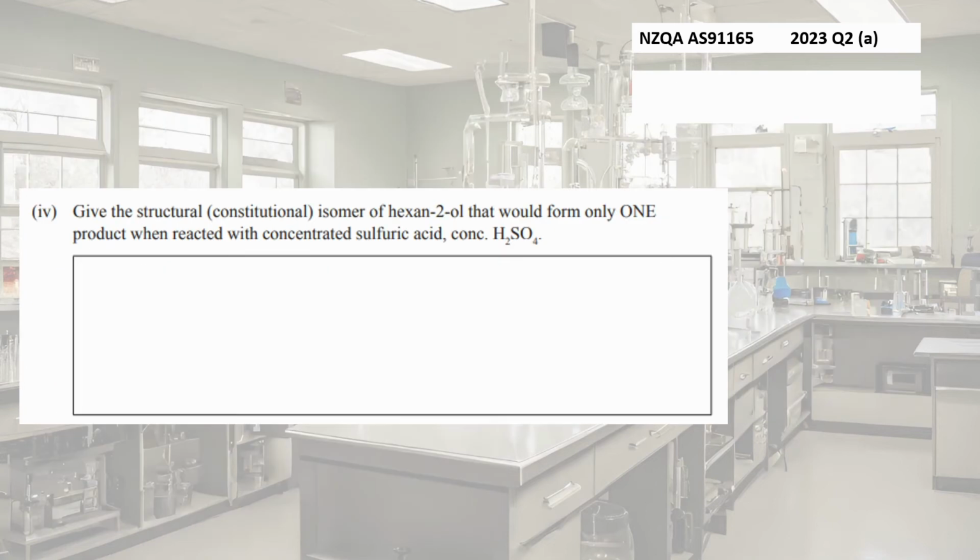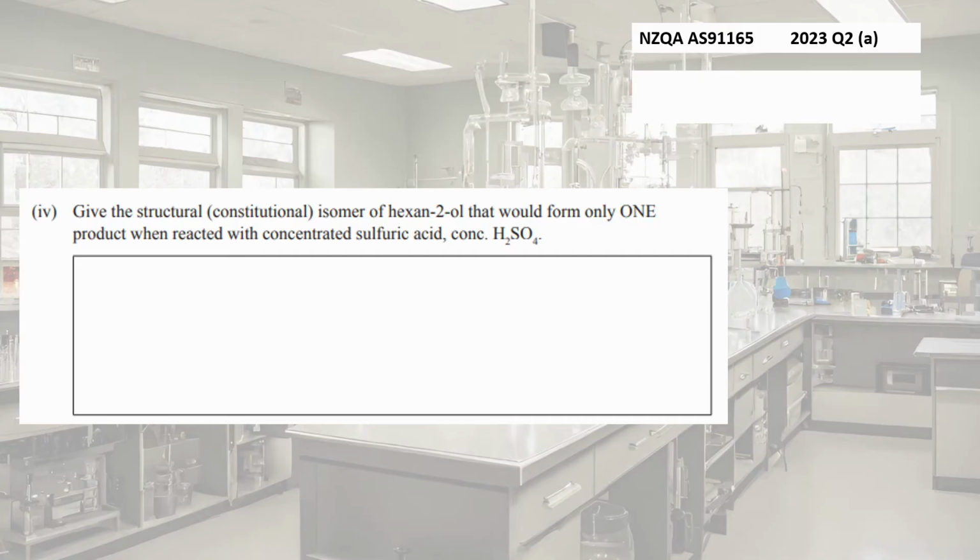Right, so this is the last part of question 2, and in the last part here it says, can we give the structural or constitutional isomer of hexane 2-ol that would form only 1 product when reacting with concentrated sulfuric acid? We have to recognize here that concentrated sulfuric acid will facilitate an elimination reaction when we put it with an alcohol. It will remove the OH group and the hydrogen from an adjacent carbon. Now, if the OH group is attached to anything but the end carbon, there are always 2 choices available. So therefore you can get 2 different products a lot of the time if it's asymmetric.